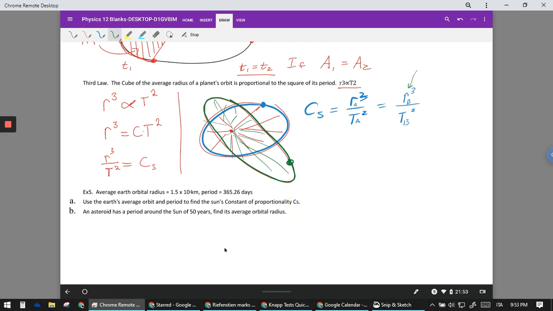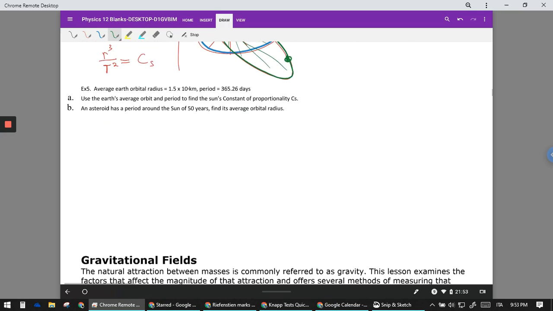Let's figure out the sun still, right? So basically, if you want to figure out the sun's constant of proportionality, you got to get some kind of object that rotates around the sun. Well, the Earth does, so that's fine. And you calculate it, you figure this out. So the constant of proportionality for the sun is equal to the average radius of the Earth, cubed, divided by the average period of the Earth squared. Okay?